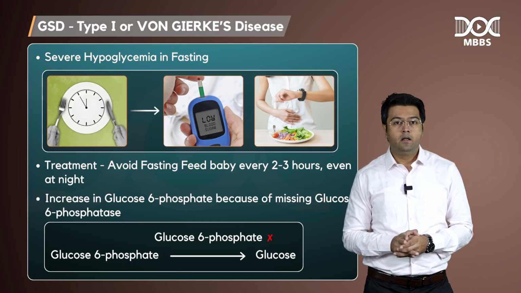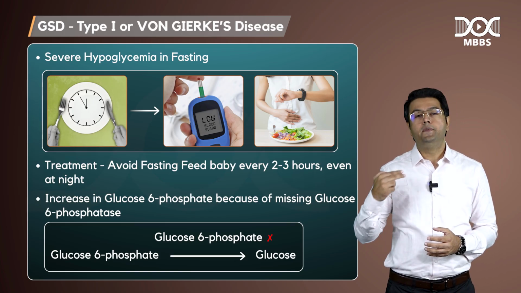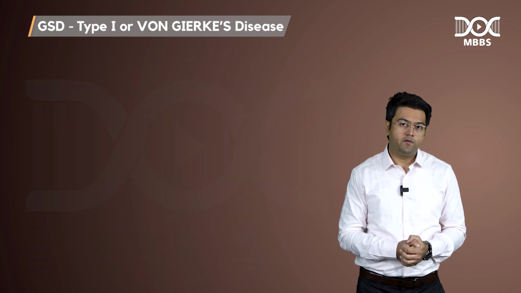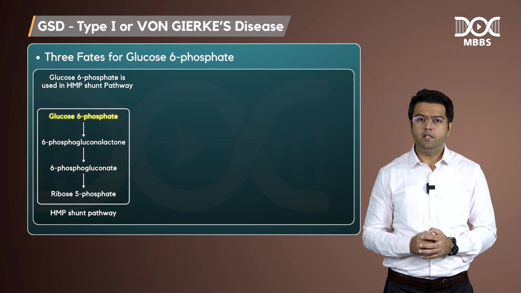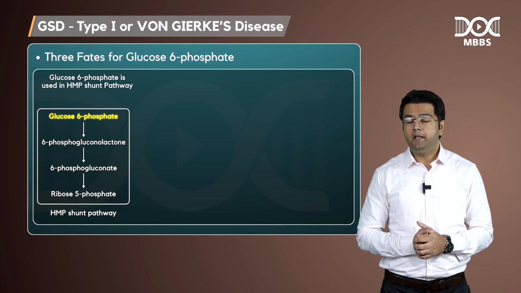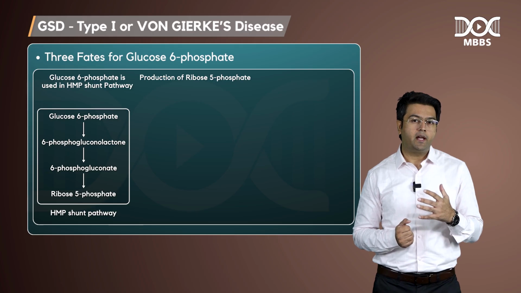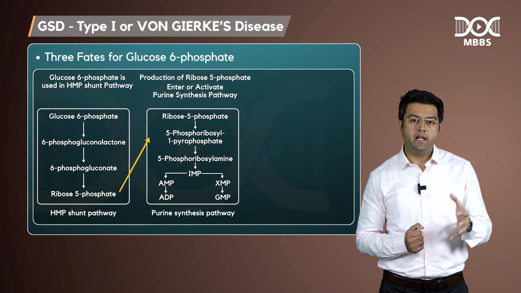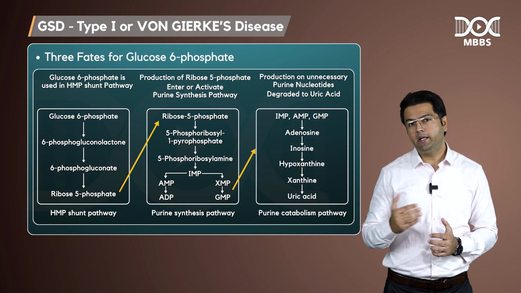Now the second is that because the glucose 6-phosphatase is missing, there will be high amount of what? Glucose 6-phosphate. So guys, what happens to this glucose 6-phosphate? Three fates are possible for this glucose 6-phosphate. Number one, this glucose 6-phosphate will be used in the HMP shunt pathway, and guys, this will result in the production of the ribose sugar, that is ribose 5-phosphate, and this will enter or activate the purine synthetic pathway. This will produce unnecessary purine nucleotides which will be degraded to uric acid. So guys, what happens?